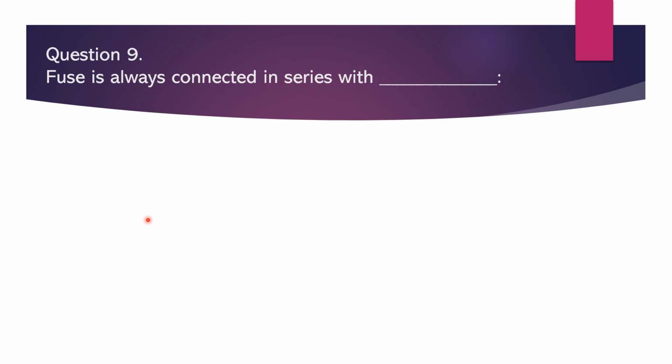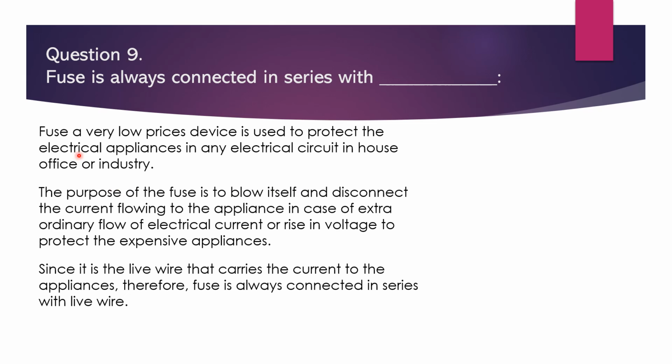Question 9. Fuse is always connected in series with? Fuse is a very low price device and is used to protect the electrical appliances and any electrical circuit in a house, office or industry. The purpose of the fuse is to blow itself and disconnect the current flowing to the appliance in case of extraordinary flow of electrical current or rise in voltage, to protect the expensive appliances. And this may happen due to any fault in the line or any problem in the transmission or maybe any other reason in the house itself.